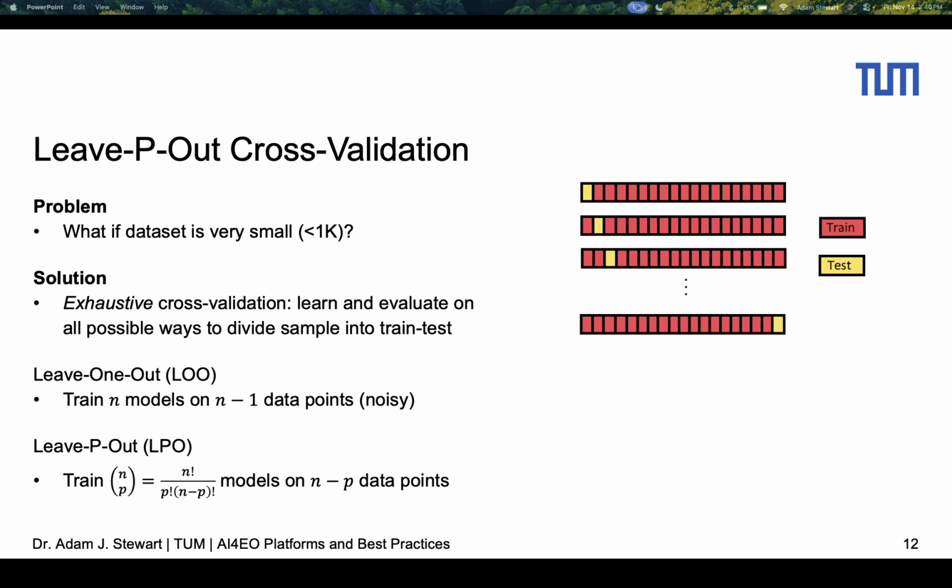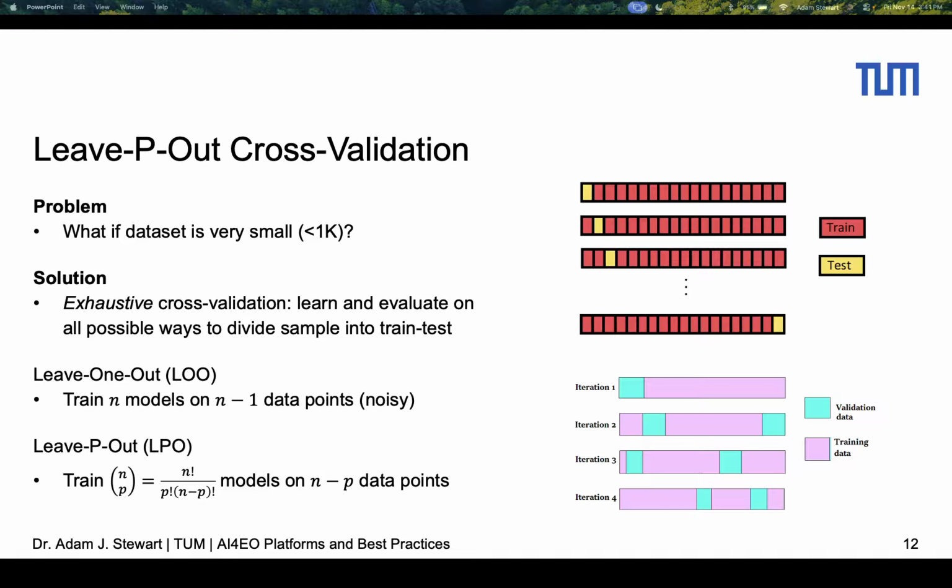Another way to reduce the noise of this is to leave P out. Not just one, but P data points. So now you have this ugly formula for the number of models, and you're training on n minus P data points each time. So now your single prediction is not as noisy, but there's still a lot of different ways we could split this data set. Instead of training one model, now I'm asking you to train 1,000 models. That's not fun, that's very time consuming. So that's one of the problems with this approach.